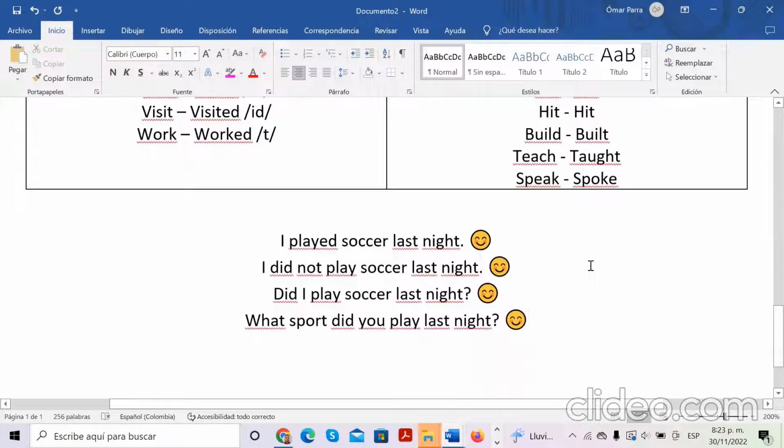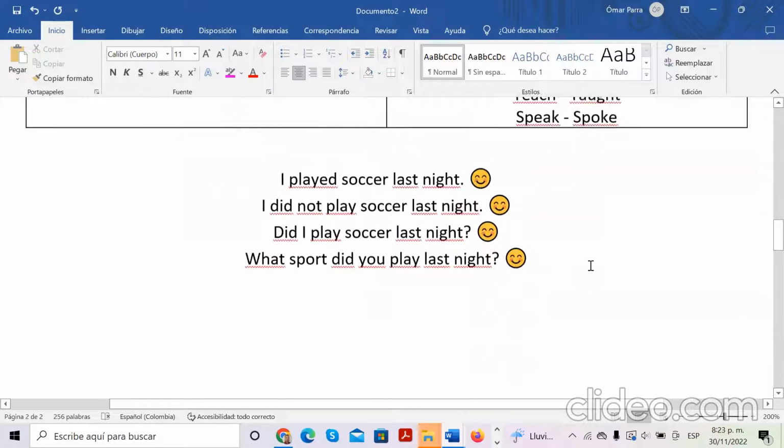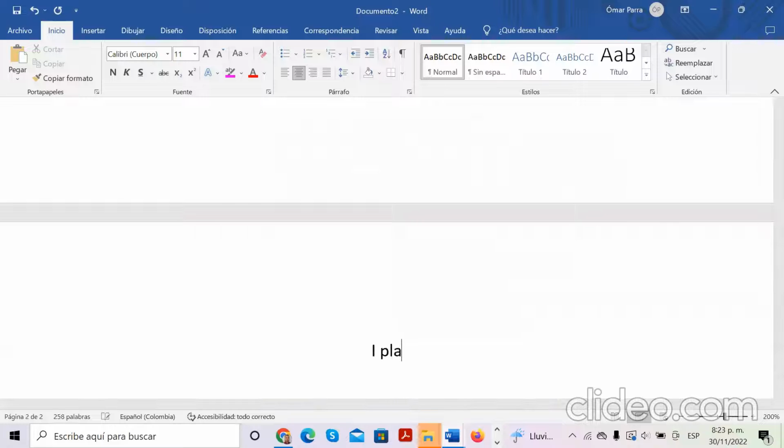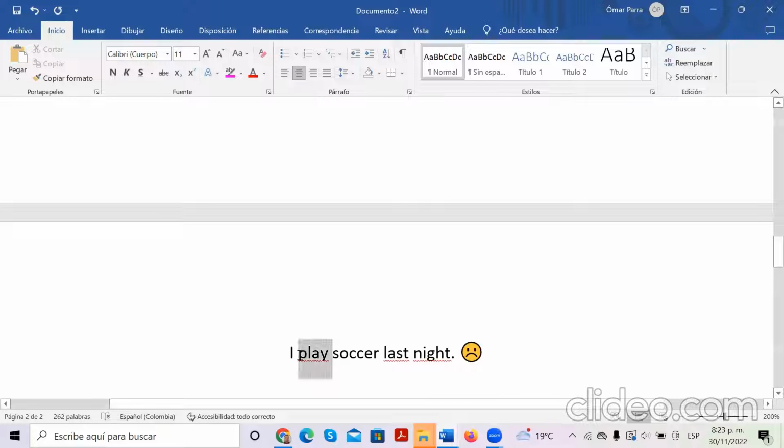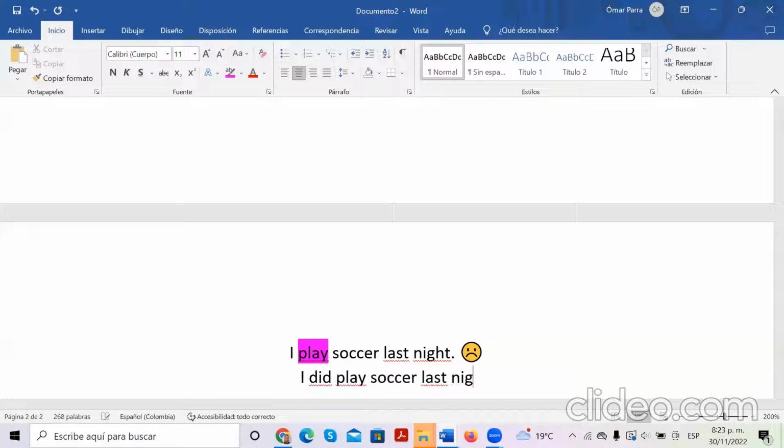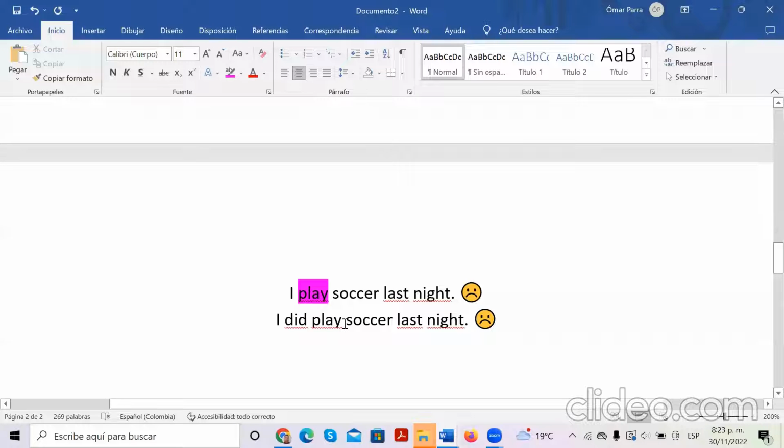On the contrary, I'm going to give examples of sentences that are not correct. Like, I play soccer last night. Now, this one is not correct because of the verb. We have to conjugate the verb if it's affirmative. I did play soccer last night. For now, let's say that is not correct, but later we will understand that this is actually correct.